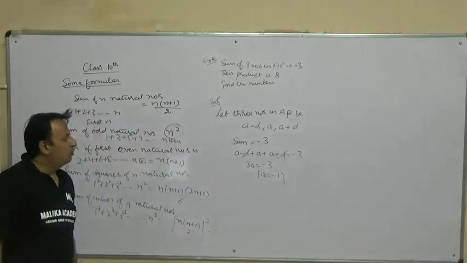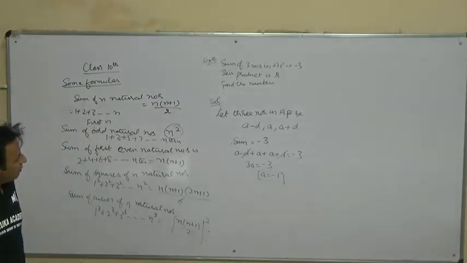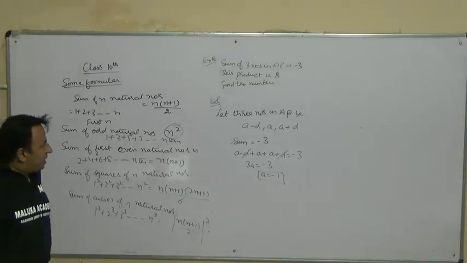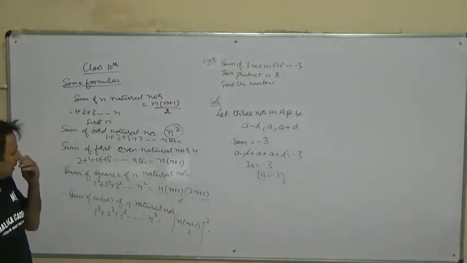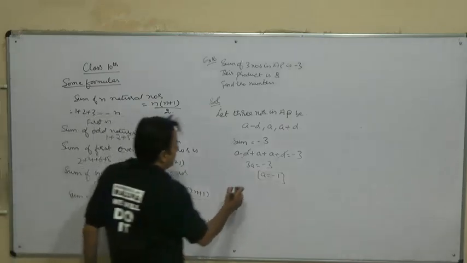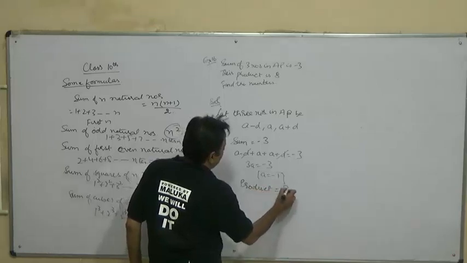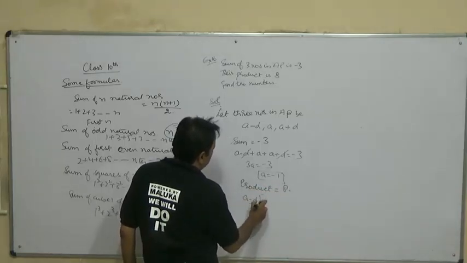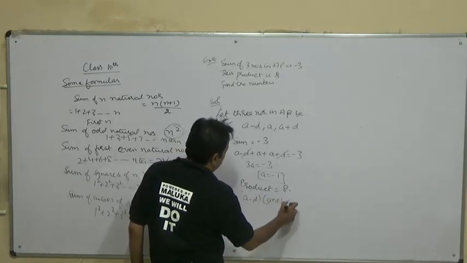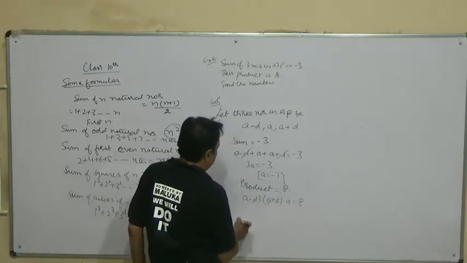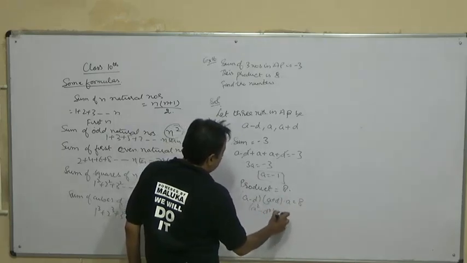Okay. Now we have to find the value of a. What else do we want to find? We want to find the value of d. And what are we given? We are given the product is 8. So the product is equal to 8, it means (a minus d) into (a plus d) into a is equal to 8. So this will be (a square minus d square) into a is equal to 8.